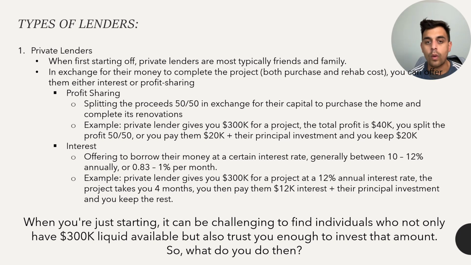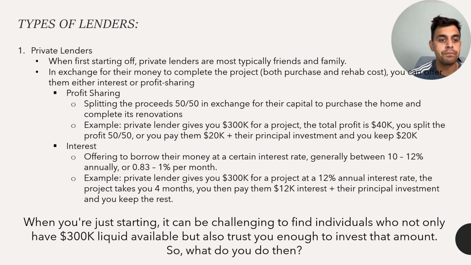So, private lending on the interest, offering to borrow their money at a certain interest rate, generally between 10 and 12% annually, or 0.83 to 1% a month. Keeping one thing in mind, when the interest rate of 10 to 12% is communicated that way, it is over a year. So if you don't use that money for a year and you return principal prior to that, you do not pay the full annual interest. Rather, you just pay for as long as you held the money. So if you're at 12% annual interest and your flip cycle takes 6 months, you will owe 6% interest in that scenario.